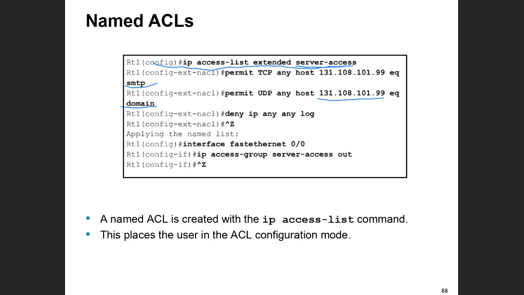Of course, the implicit deny at the end is deny IP any, and the log statement says, put this in the log so I can check everybody who's been denied, to increase the security on my network. So we've created the list. Now we need to apply it. It's being applied to the Ethernet port 0/0 in an outbound direction.